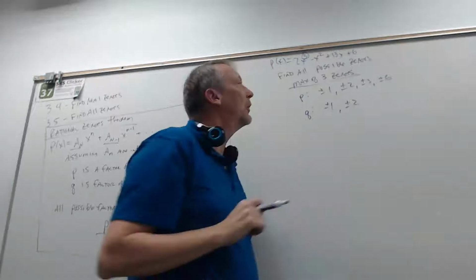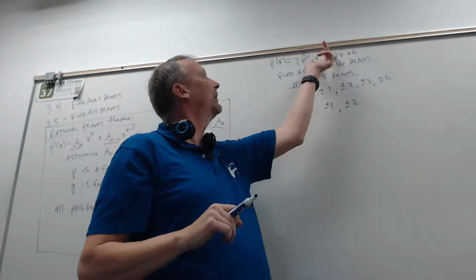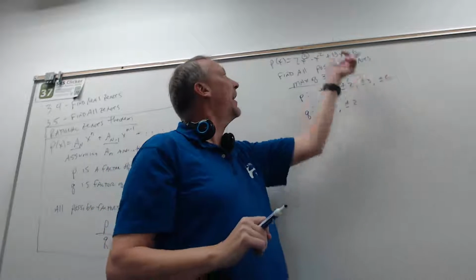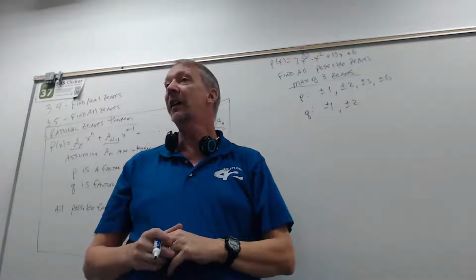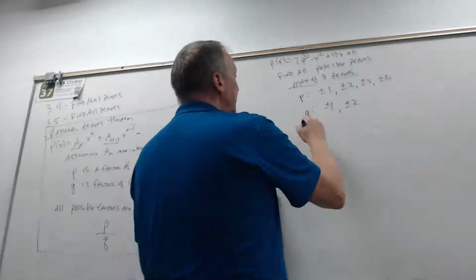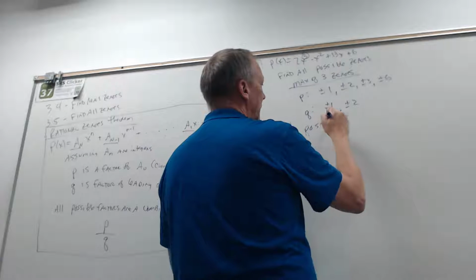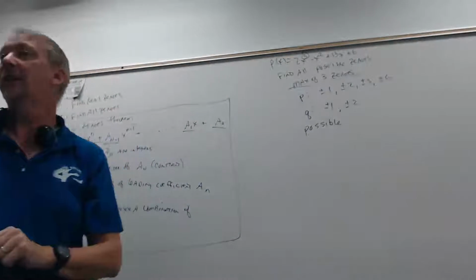Okay? So according to the rational zeros theorem, I'm going to have a maximum of 3 zeros, but now I know, for example, 4 is not a factor of this. And I know that 5 is not a possible factor. And I actually know that 0 is not a possible factor. Okay? So all the possible zeros are all the combinations of p divided by q.